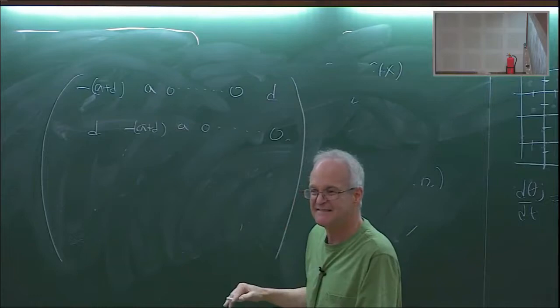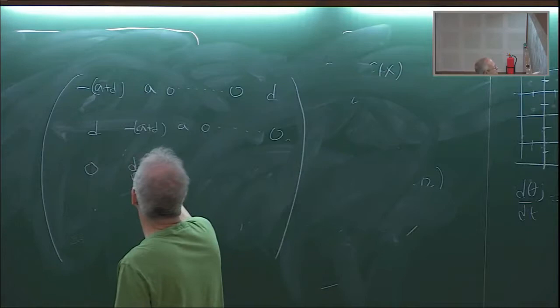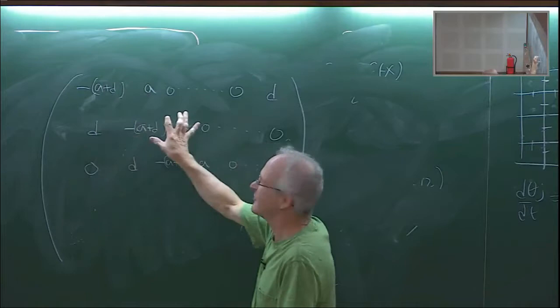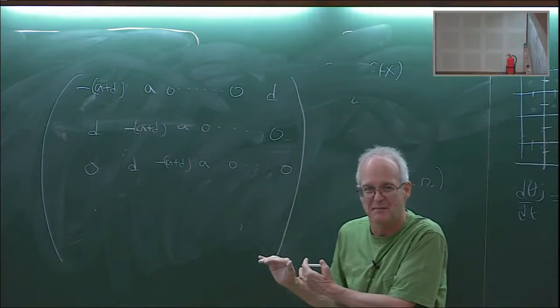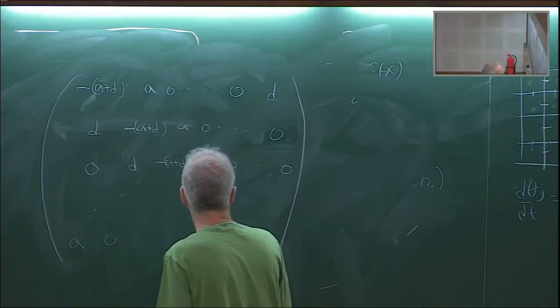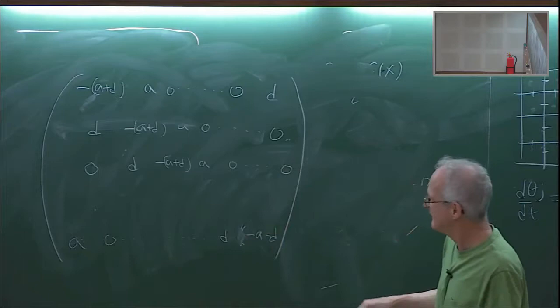What's the next guy? 0, D, minus A plus D, A, 0, 0. So what's going on here is at each step, all we're doing is shifting everything over. You see? Until we get to the bottom. A, 0, D, minus A, minus D, right? Everybody see that?